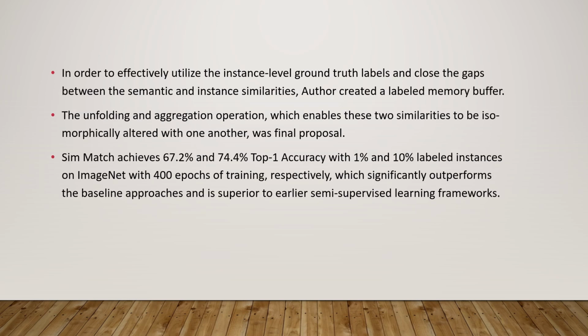Utilize the instance-level ground truth labels and close the gap between the semantic and instance similarities. The authors created a label memory buffer and the unfolding and aggregation operations, which enable these two similarities to be isomorphically altered with one another, and that was the final proposal. After that, SimMatch achieves 67.2% and 74.4% top-1 accuracy with 1% and 10% labeled instances on ImageNet with 400 epochs of training, respectively.